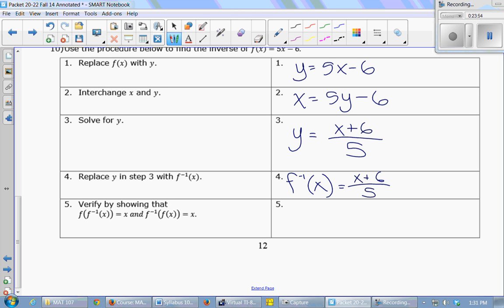I'm not going to do it. You can do it on your own. We did it in the earlier example.